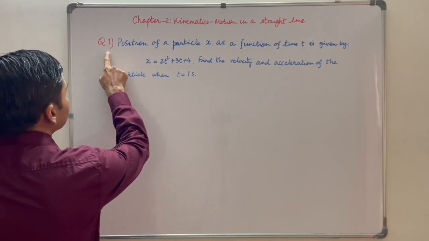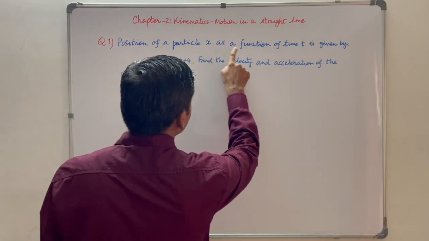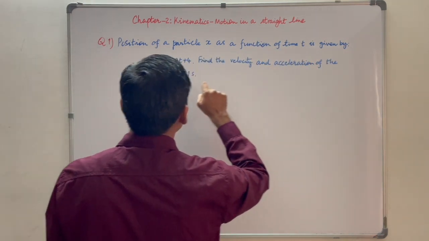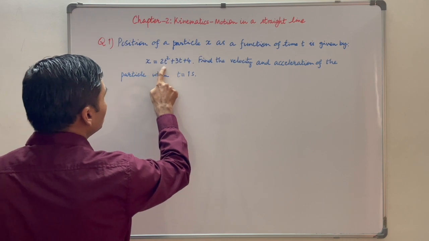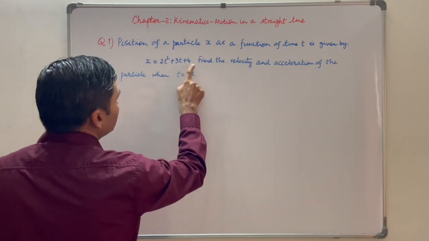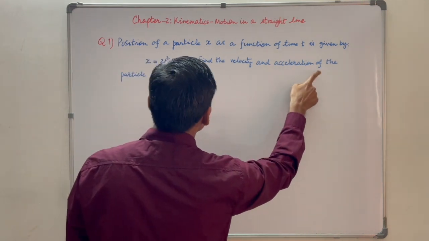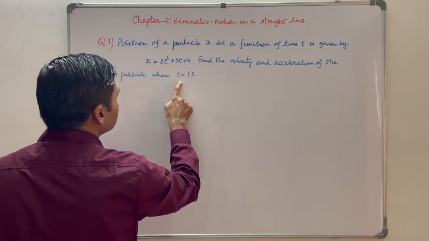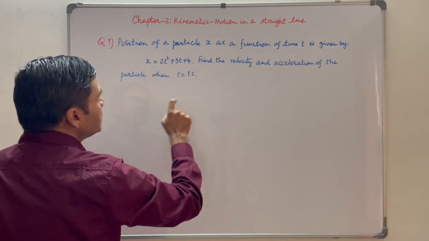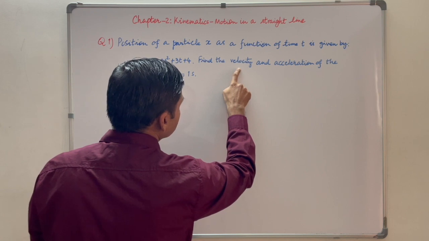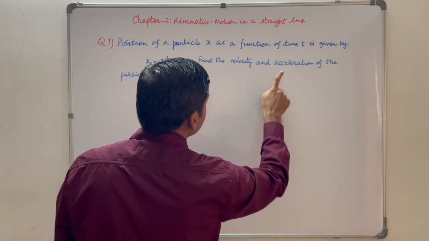Let us see this question. Position of a particle x as a function of time t is given by x = 2t² + 3t + 4. Find the velocity and acceleration of the particle when t = 1 second. Means it is asking for instantaneous velocity and instantaneous acceleration.